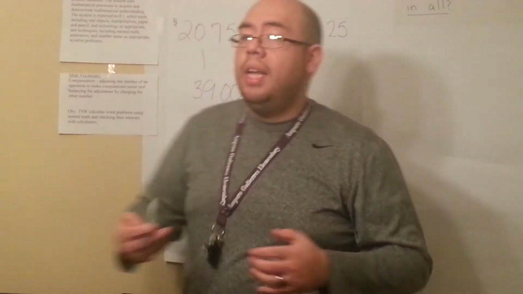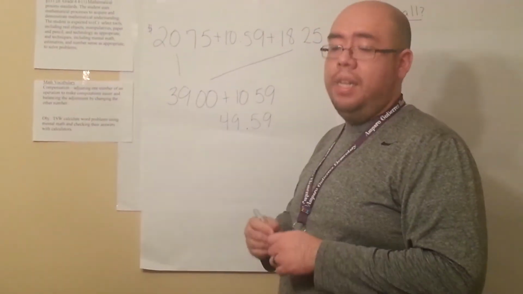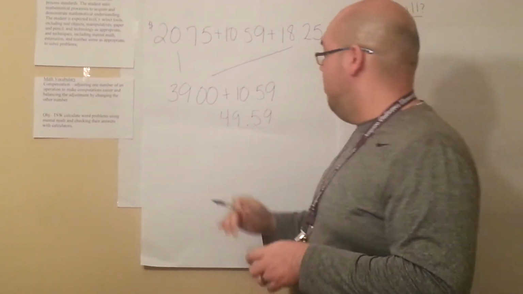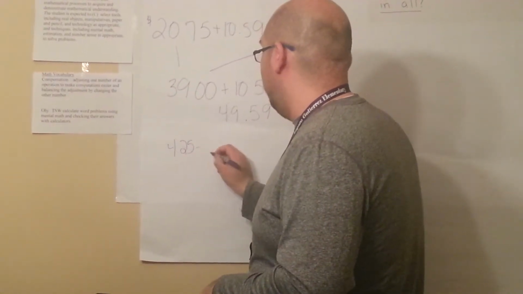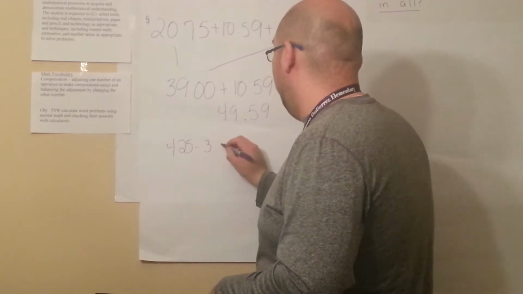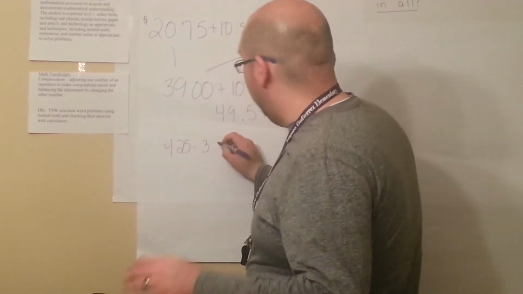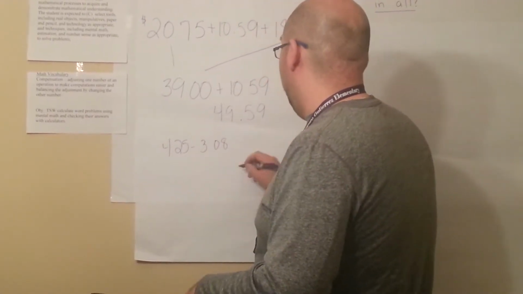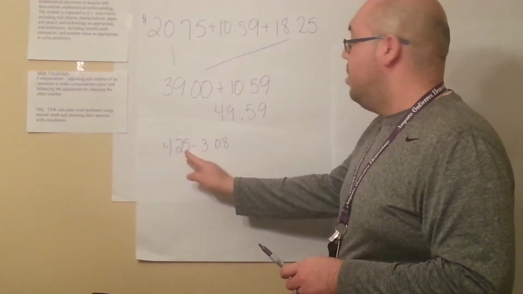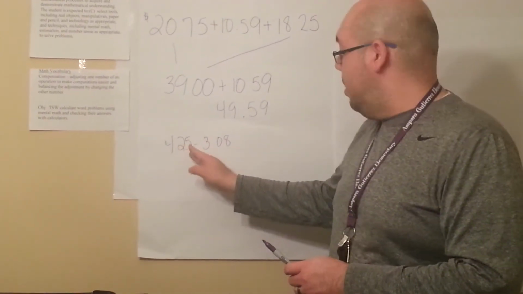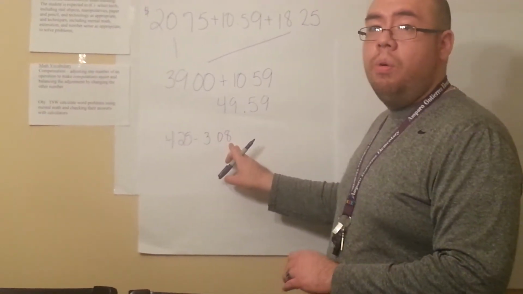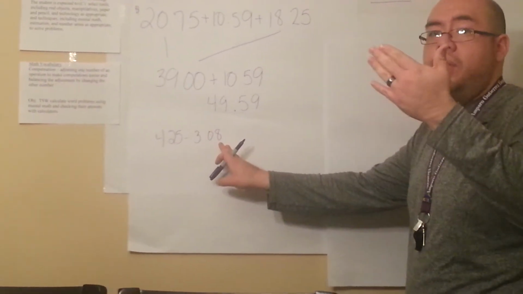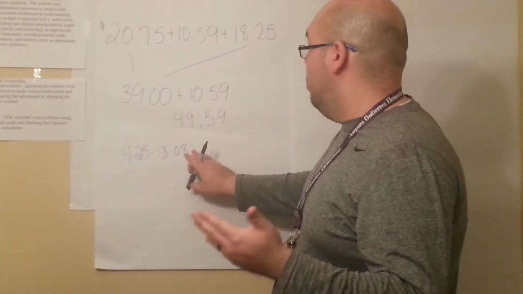Now, let's go ahead and look at using compensation. Let's say they give you $4.25 and we're going to take away $3.08. Now, this one is already ending in a 5 like we said. That's the number that we want. This side is ending in an 8. So what we want to do is let's get it closer to either a 0 or a 5. So we're going to move it up.